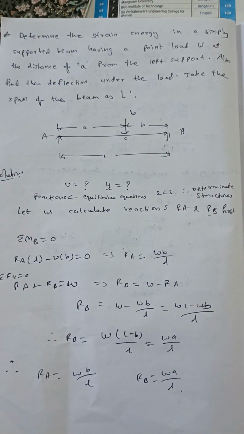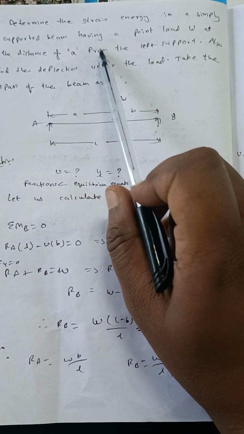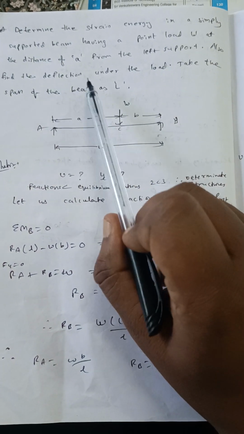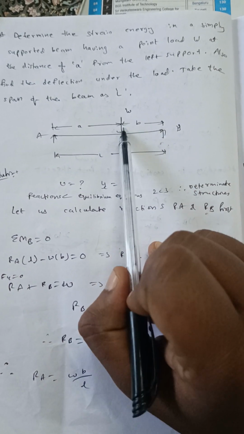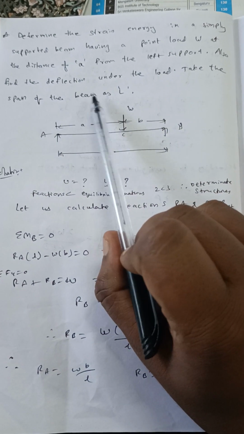Next problem. This is also a determinate structure. Determine the strain energy in a simply supported beam. So this is a simply supported beam having a point load W at a distance A from the left support. Also find the deflection under the load.